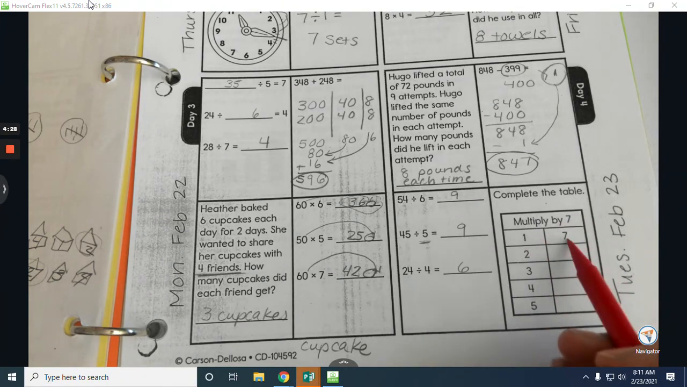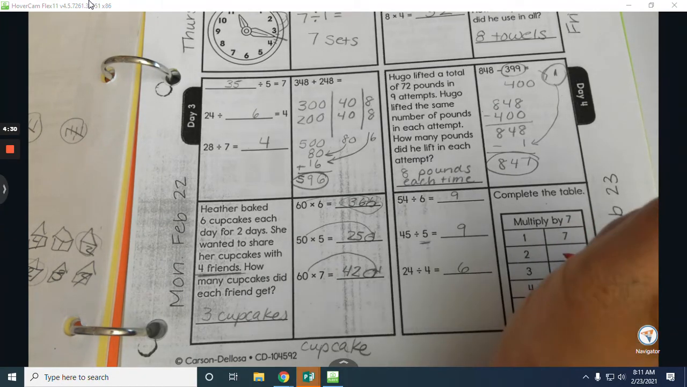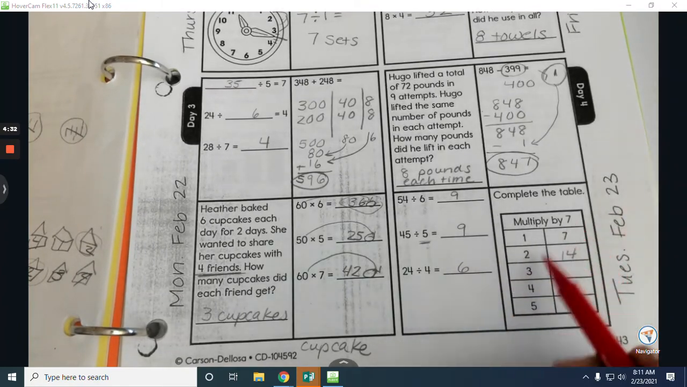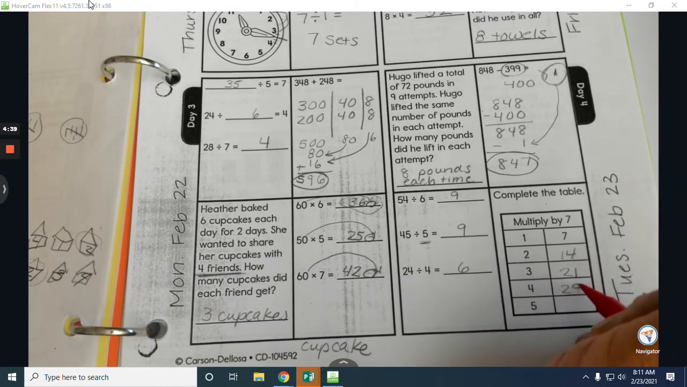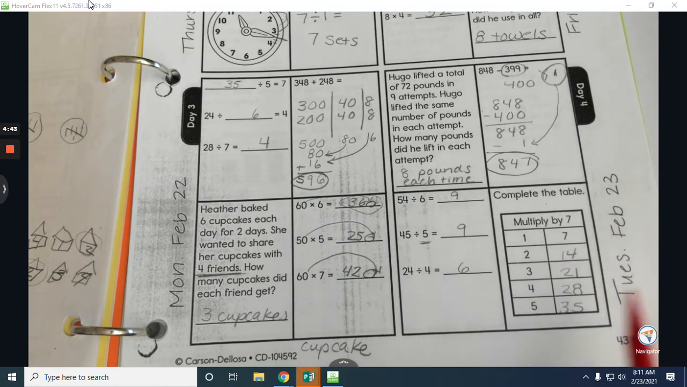Okay, and this one we're multiplying by 7s to fill in this table. So 7 times 1 is 7, 7 times 2 is 14, 7 times 3 is 21, 7 times 4 is 28, and 7 times 5 is 35. And if you notice, when we do these tables, we're also skip counting by 7. 7, 14, 21, 28, 35.